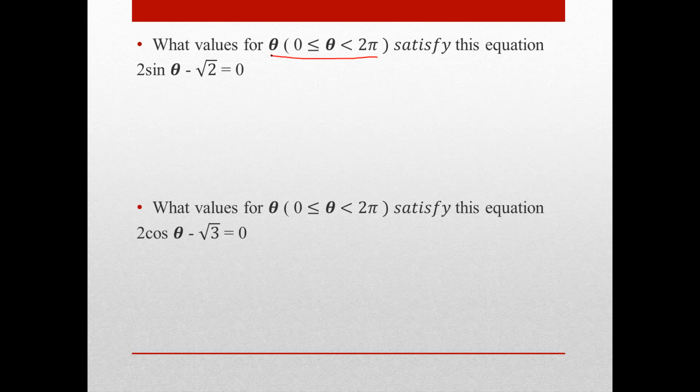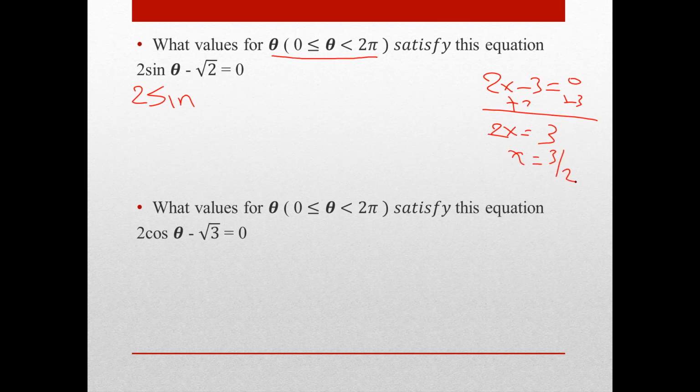How can we deal with these types of equations? It is like 2x minus 3 equals 0. You will say plus 3 plus 3, then 2x equals 3, so x is 3 over 2. Do you remember how we solve this type of equation? Here is the step, but this one is linear, and here we talk about trigonometric equations.